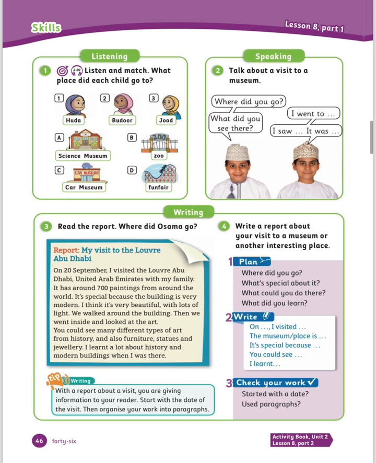Lesson 8, Part 1. Exercise number 1. Listen and match. What place did each child go to? Let's listen carefully and match the pictures to each other. Hoda and her friends Budur and Jude are talking about the places they visited on holiday. What place did each child go to?